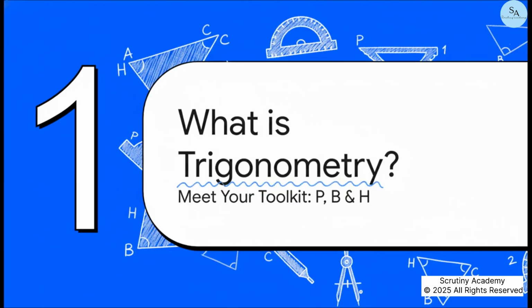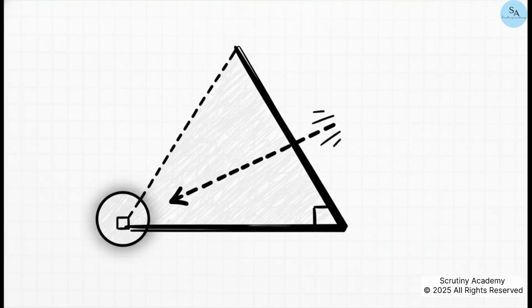The first thing you need is your basic toolkit for any right-angled triangle. And that toolkit has just 3 items, the perpendicular, the base, and the hypotenuse. Get a handle on these 3, P, B, and H, and I'm telling you, you're already halfway to mastering this. So let's start with the easy one, the hypotenuse. It's the rock, the anchor of the triangle.